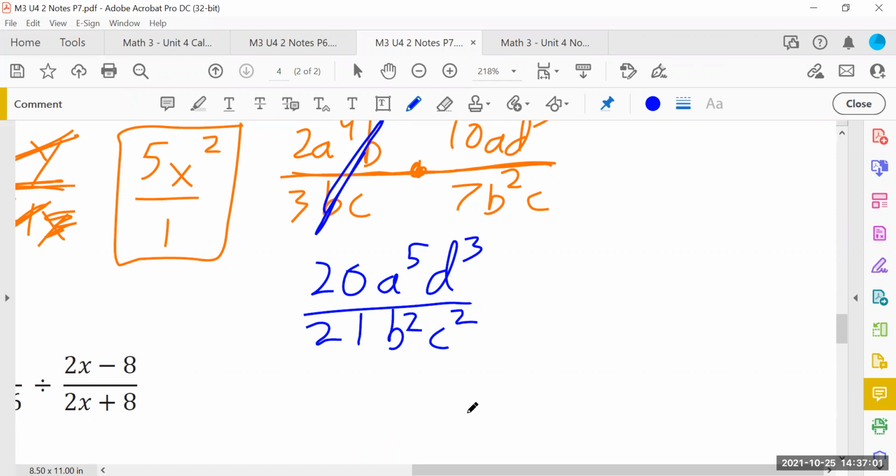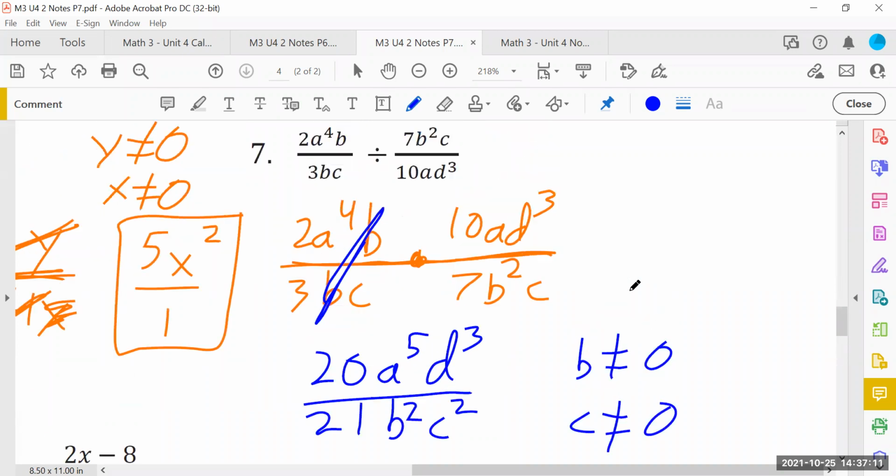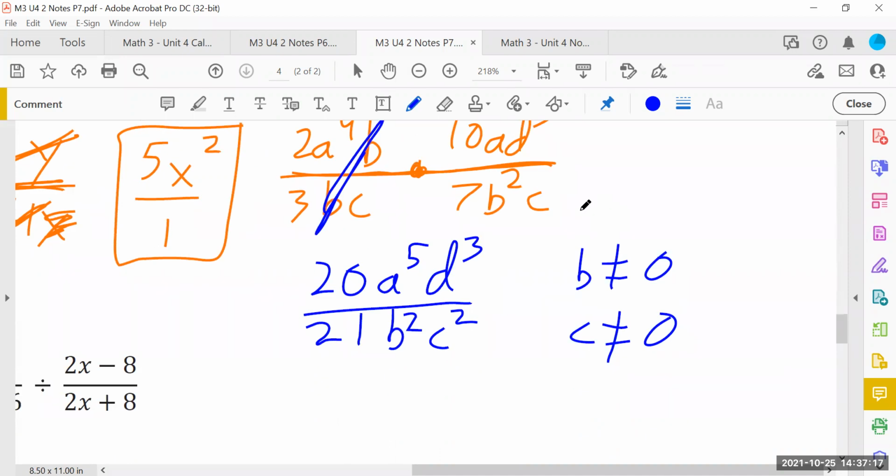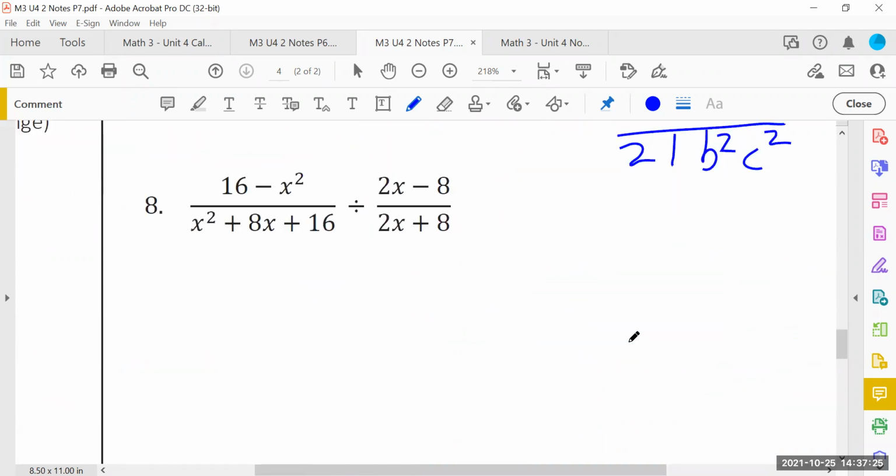And then I just need to check anything that was ever on the bottom of a fraction. So I see b, c on both of those. B can't be 0. C can't be 0. But originally, I had a and d also on the bottom of the fraction. So neither of those can be 0. A cannot be 0. D cannot be 0. So A through D. Yep, none of them can be 0.